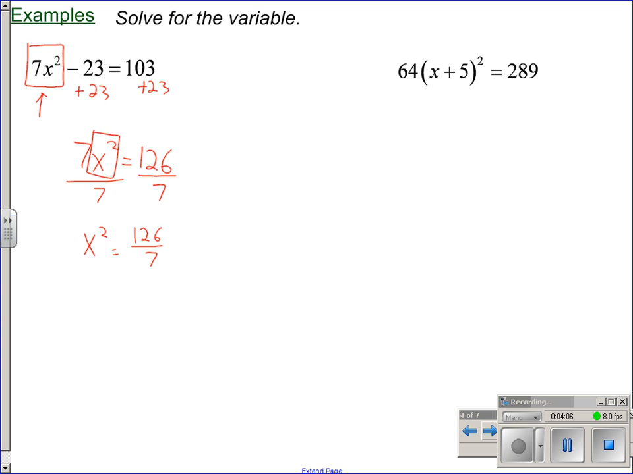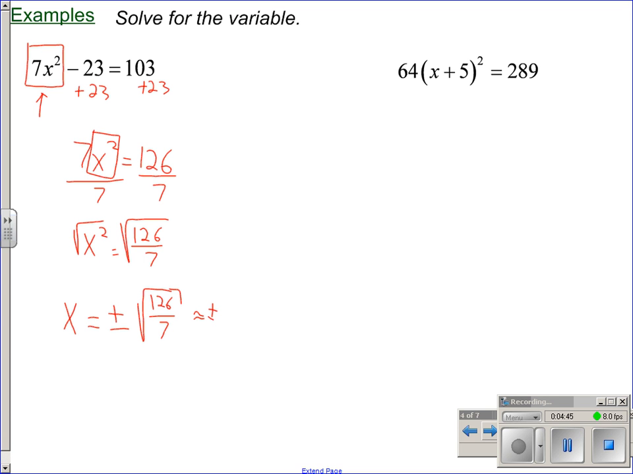Now that we've got the x squared by itself, we can take the square root of both sides. So we get x equals positive and negative square root of 126 over 7. I'm okay with this. 126 and 7 are not perfect squares, and I don't think there are any factors of them that are perfect squares, so this will be the answer. You can get the approximate answer on your calculator. I'm not going to pretend to know what it is, but just do the square root of 126 over 7 and you get the approximate answer. But again, positive and negative.